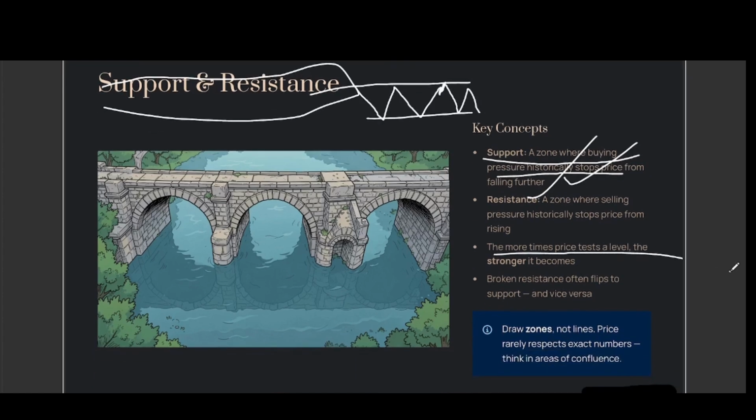The more times a level is tested, the stronger it becomes. Now, you can see this support is tested 1, 2 and here 3 times. The more times it is tested, the stronger the support is.